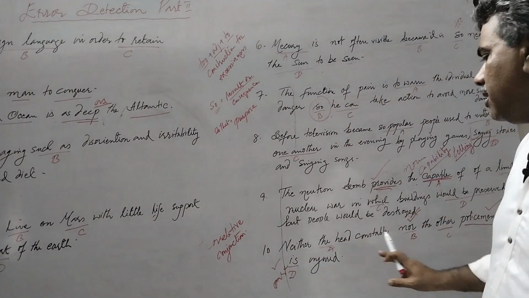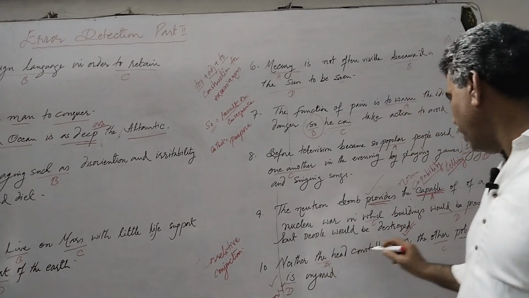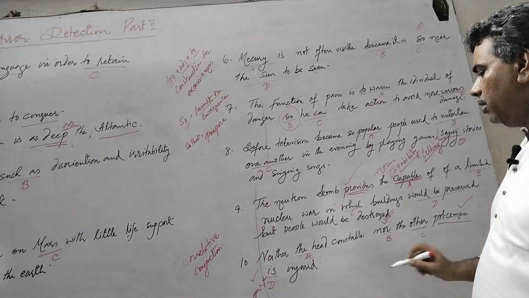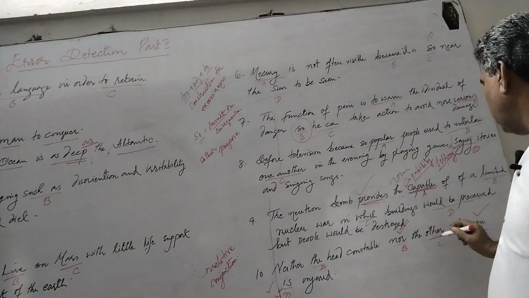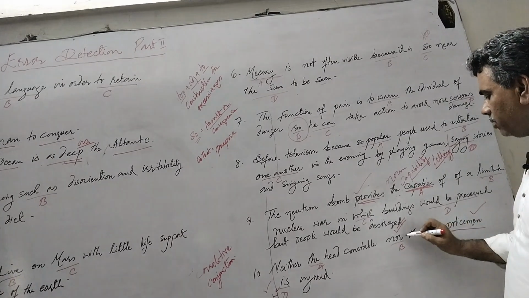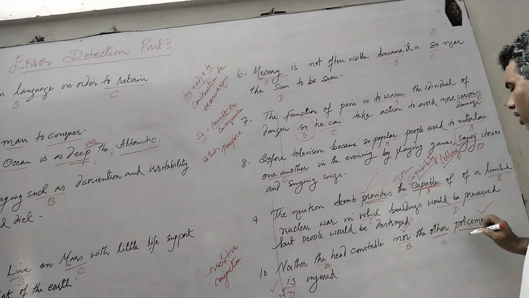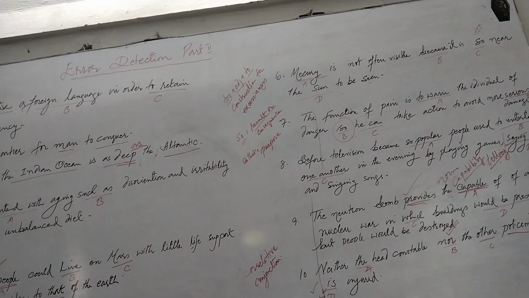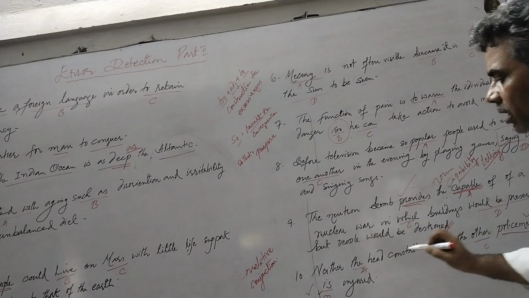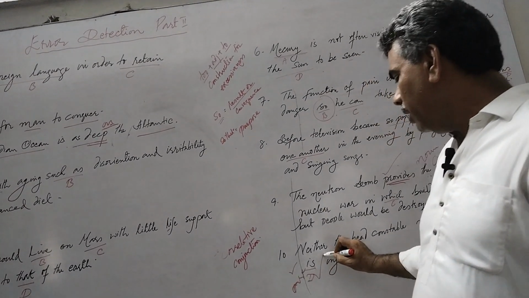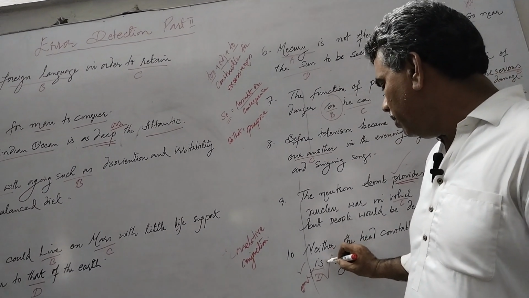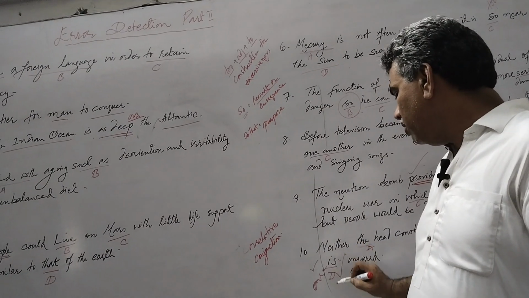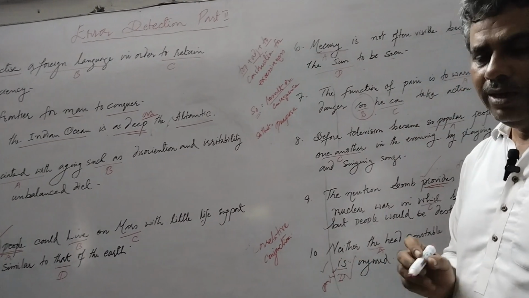As we see, in this construction of neither and nor, we put the verb after the noun that is related to nor, and the noun related to nor is a plural noun. So we should keep a plural verb here, and here is a singular verb. We change it into plural, and we should remove is and keep the word are here.